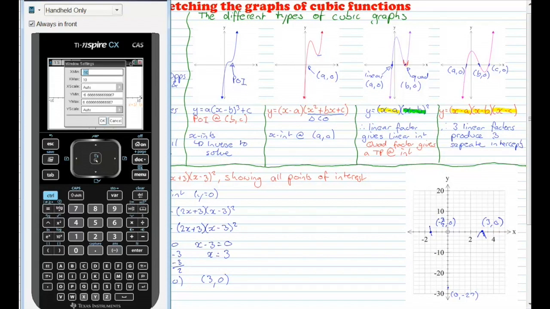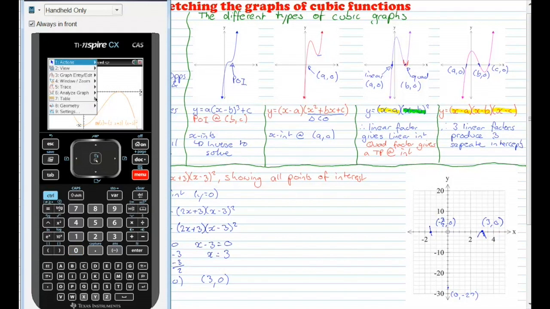So I go x minimum is going to be negative 3. My x maximum is going to be 5. I'll leave my x scale as auto. My y minimum is going to be negative 30. My y maximum is going to be 20. And I'll leave my y scale as it is as well. Now, as you can see from this graph here, it actually fits in the picture really nicely. So now we're going to go through and find out the coordinates of the turning points.